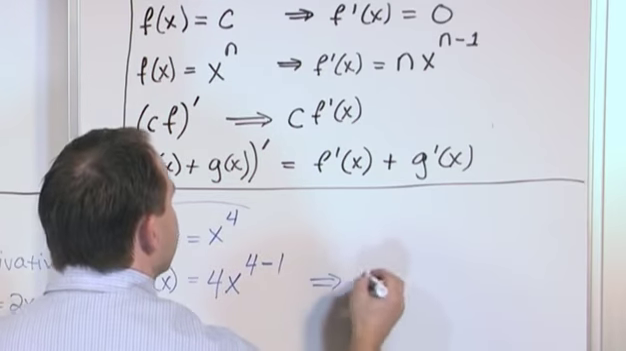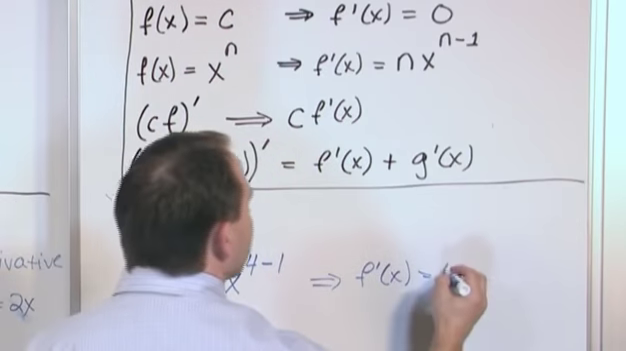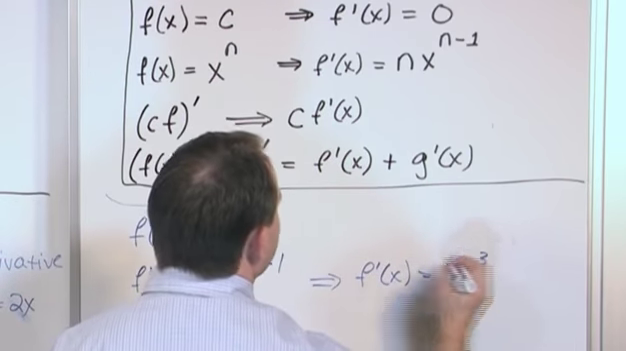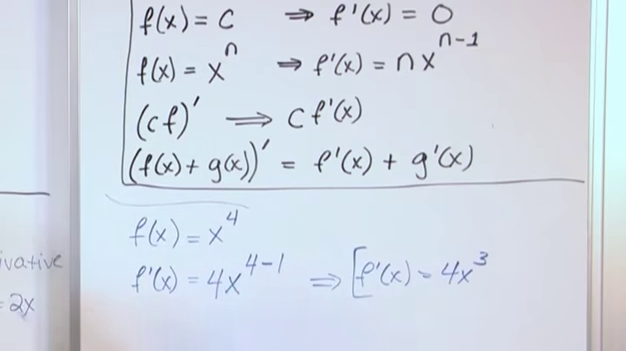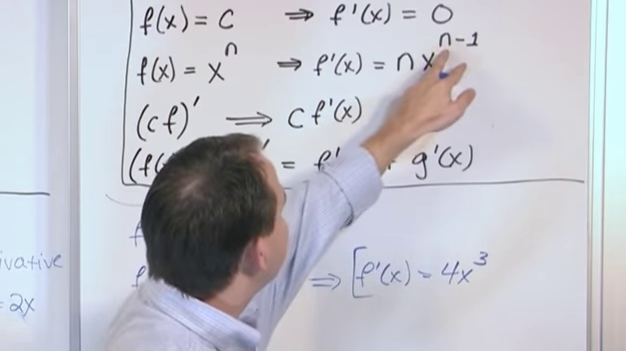So f prime of x is equal to 4x to the 3rd power. And that, ladies and gentlemen, is the answer. That's all you need to know. So it follows exactly what we said. We take the exponent down, write x, exponent minus 1.